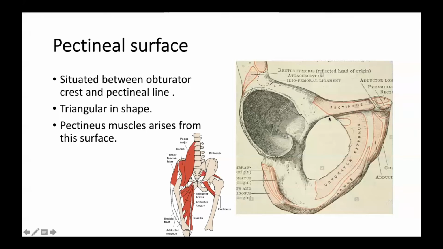This border is the obturator crest. This border is the pectineal line. So between this pectineal line and this obturator crest, you have this surface. This surface is triangular in shape. This surface is giving origin to the muscle called the pectineus muscle.